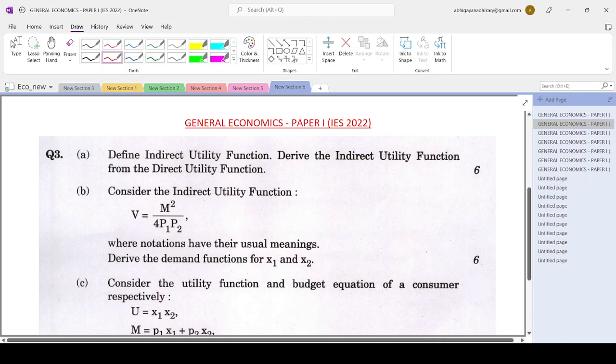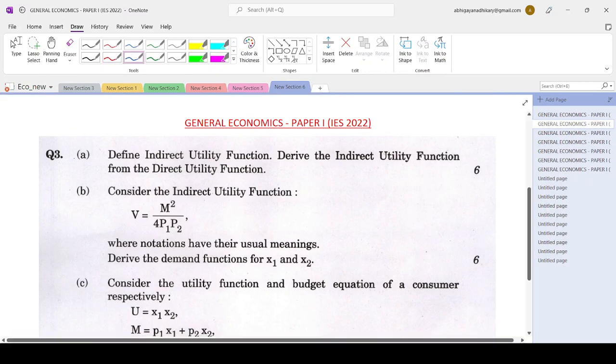And today we are looking at the IES 2022 paper, General Economics Paper 1, and we are looking at question number 3 part A. Define the indirect utility function and derive the indirect utility function from the direct utility function.